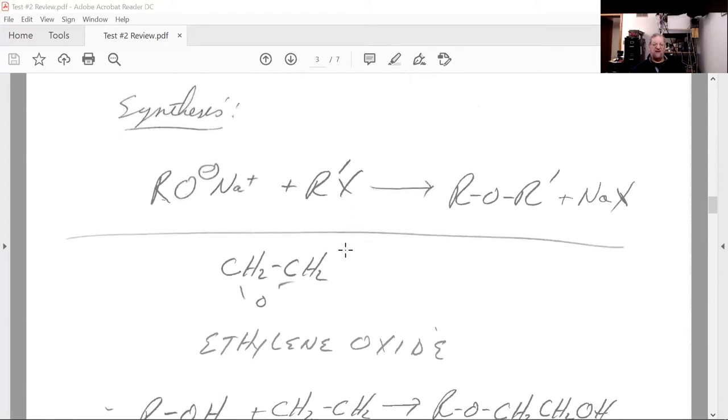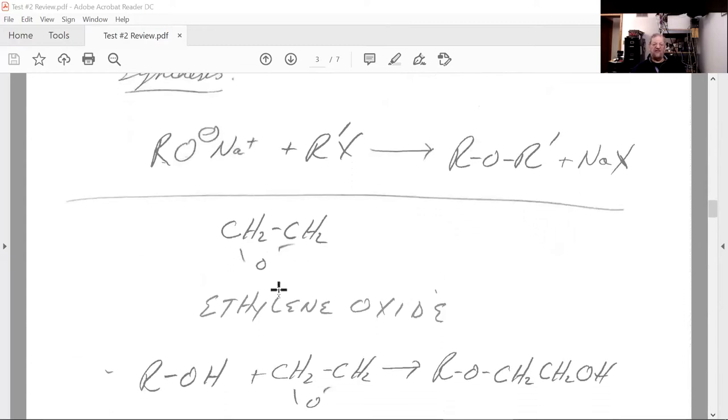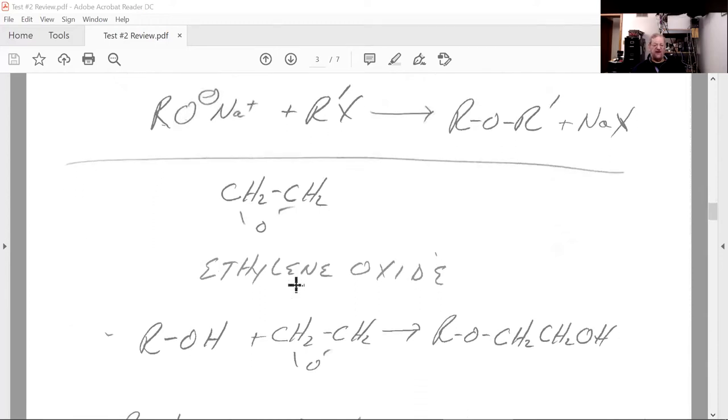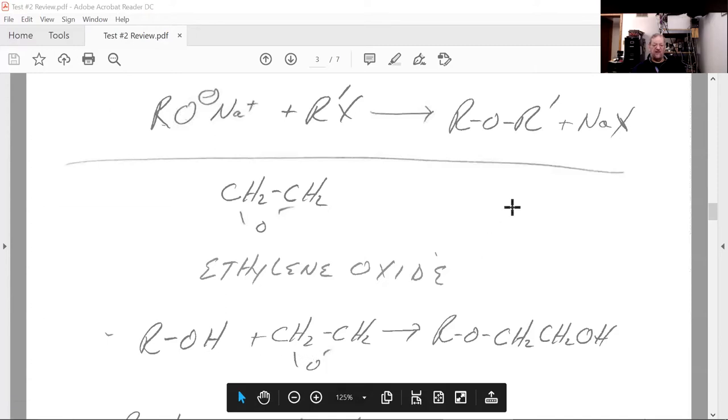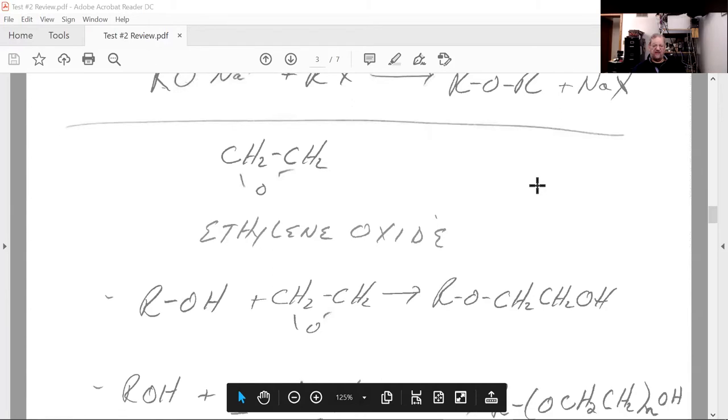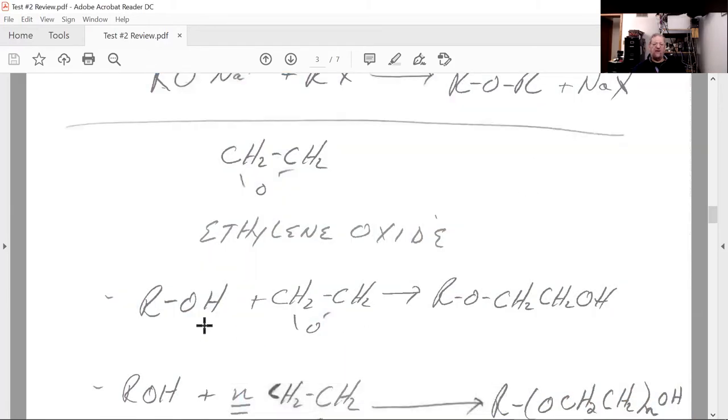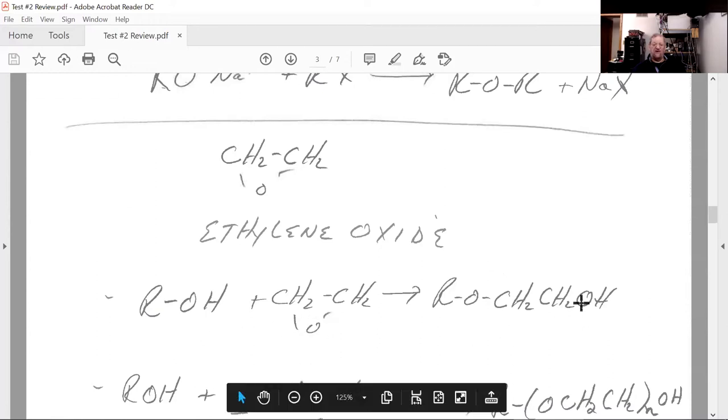Now, next thing, I talked about epoxides, but I only talked about one, ethylene oxide. A three-membered ring, where one of the atoms in the ring is an oxygen. And at first glance, oh, it's an ether. No, it's an epoxide. It has totally different chemistry than ethers. The first reaction I showed you, you take an alcohol, react it with ethylene oxide, this oxygen goes to that carbon, the hydrogen goes to oxygen, opens it up, and you make this ether alcohol. Again, one mole of alcohol with one mole of ethylene oxide, you form this ether alcohol.